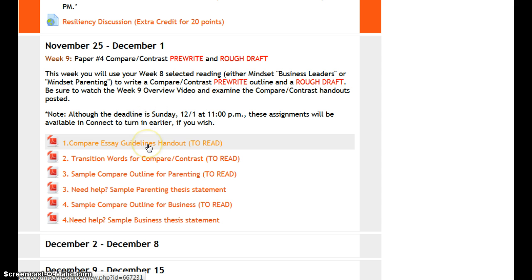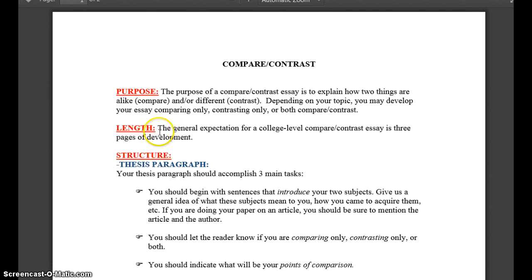Let's start by going into the Compare Essay Guidelines handout. This explains the purpose. You will be showing how two things are alike, compare, or different, contrast. Depending on your topic, you may develop your essay comparing only, contrasting only, or both. Your length is 3 pages, and when we look at the outline samples, I specifically show you how to develop your paragraphing.